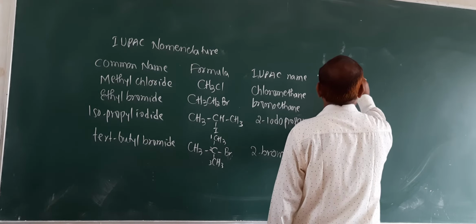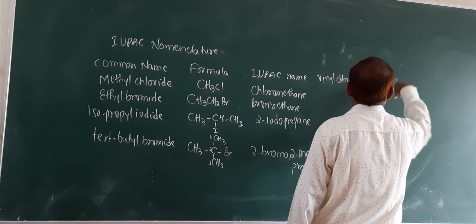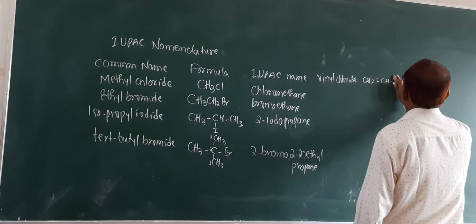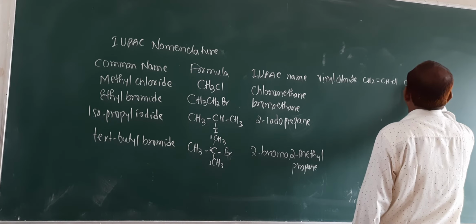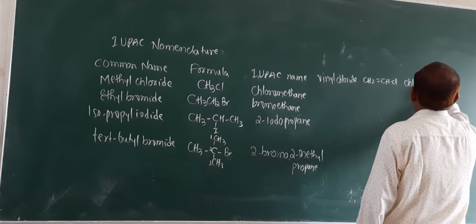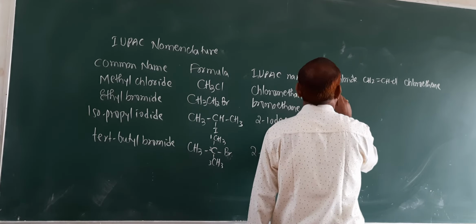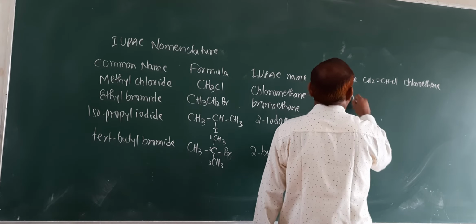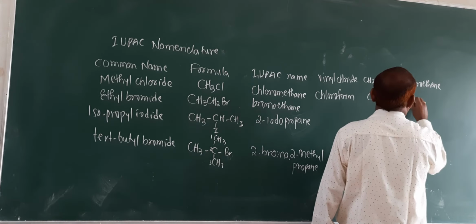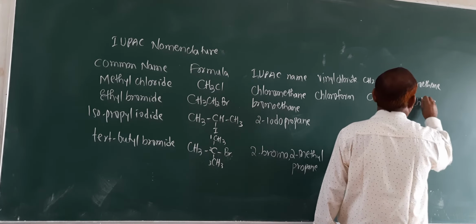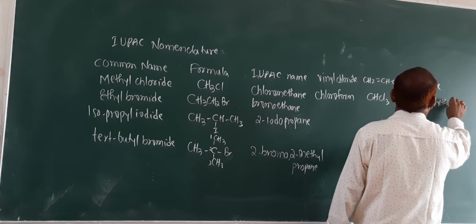Vinyl chloride formula is CH2 double bond CHCl. Cl is there, so it should be chloroethene, like this. Then you can take chloroform. CHCl3 is chloroform. It is trichloromethane because of one carbon.